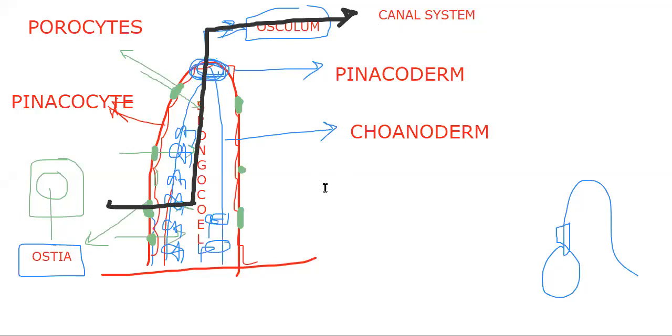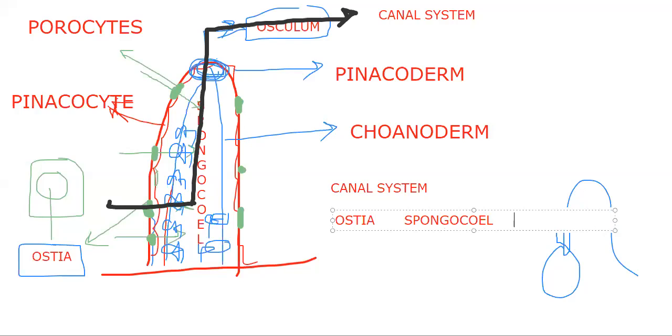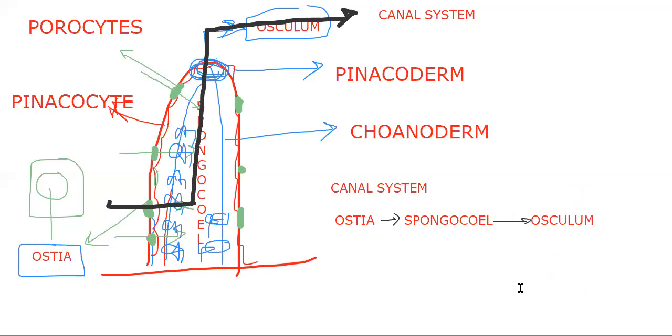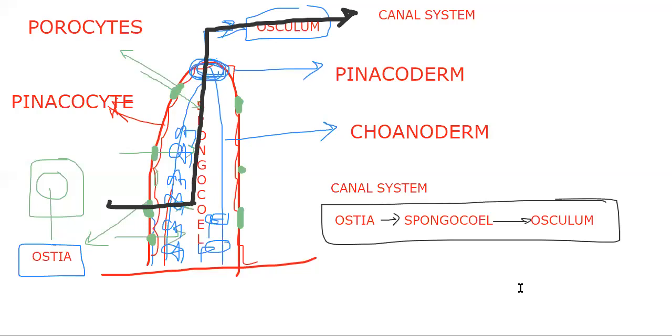So what is canal system? We need to define it. If you know about the canal system, the remaining issues will become easier for us. The entry of water through an opening called ostia opens into spongiocele, then it exits through the osculum. Ostia opens into spongiocele and spongiocele opens into osculum. We call this particular feature canal system. What that can facilitate, we'll see.